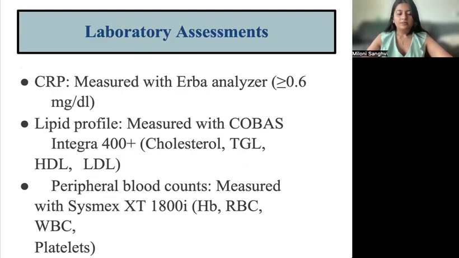So the laboratory assessments were done as follows. CRP was measured with ERBA analyzer, and any reading above 0.6 milligrams per deciliter was considered. Lipid profile was measured with Cobas Integra 400 plus. Cholesterol, TGL, HDL, and LDL were included. Peripheral blood counts were measured with Sysmex XT 1800I, and hemoglobin, RBCs, WBCs, and platelets were considered.